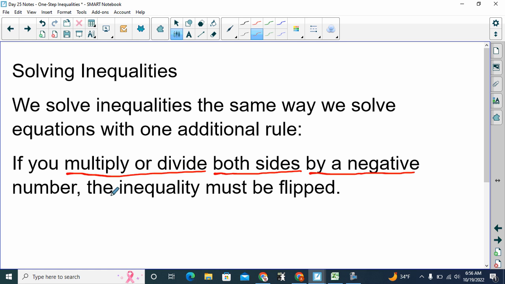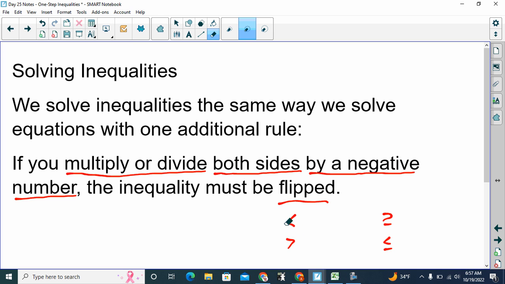So just because we are multiplying or dividing both sides does not mean we flip the inequality. We only do it when we multiply or divide both sides by a negative number. In that case, we flip the inequality. What I mean by flip the inequality is that if it was less than, on our next step we change it to greater than. If it was greater than or equal to, on the next step we flip it around and write it as less than or equal to. So we flip the inequality, it opens up the other way.